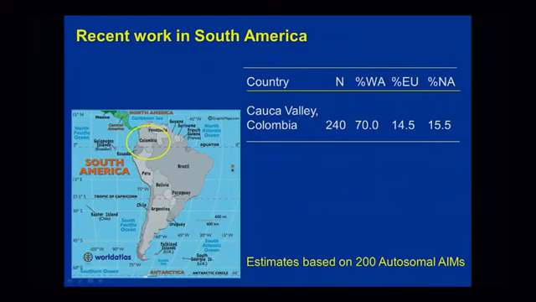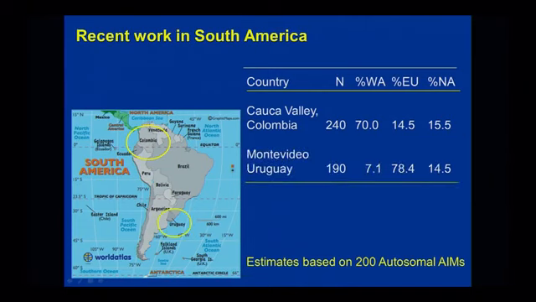So if we look at South America, one slide, please. South America, in the Cauca Valley of Colombia, this is actually what we call the black belt of South America. High levels of West African ancestry in this population, about 70%. This is based on 200 ancestry informative markers, and about 15% European and Native American ancestry.